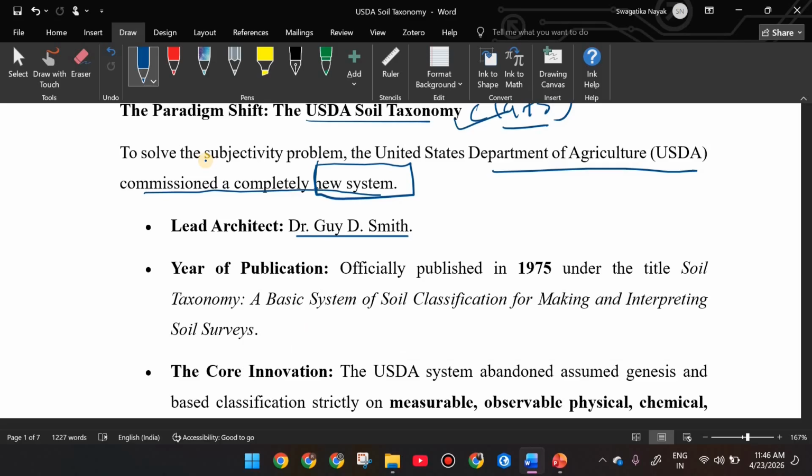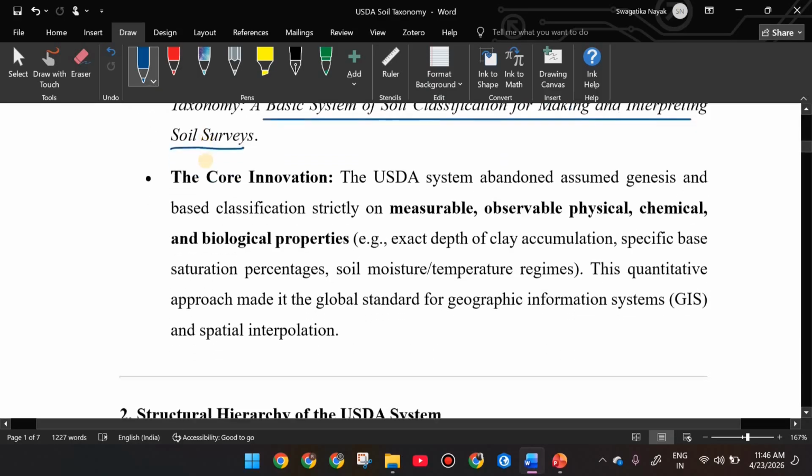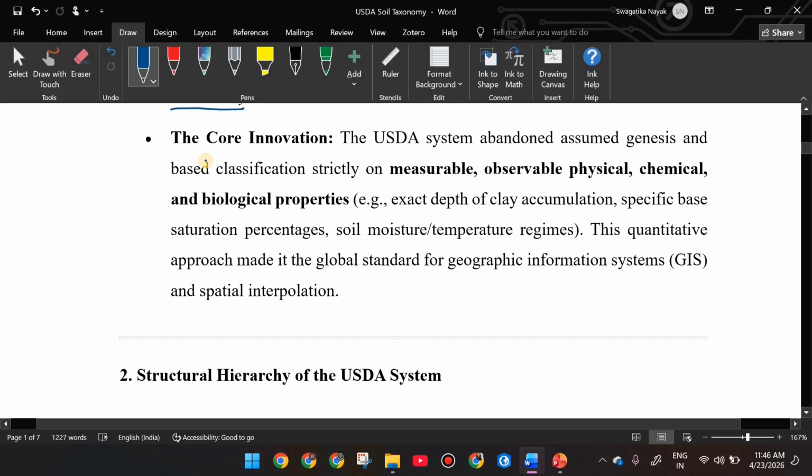Guy D. Smith. It was published in the year 1975 under the title Soil Taxonomy, a basic system of soil classification for making and interpreting soil surveys. Okay, now let's go to the core innovation.